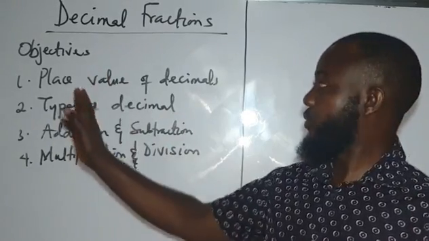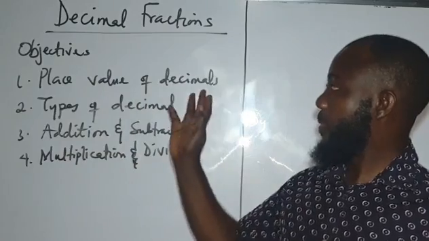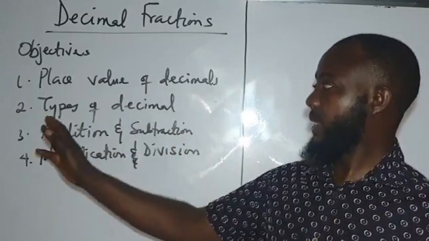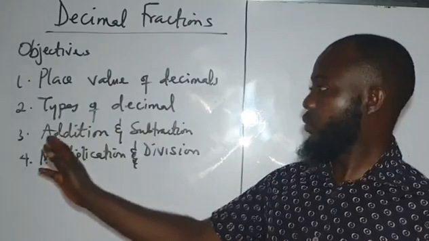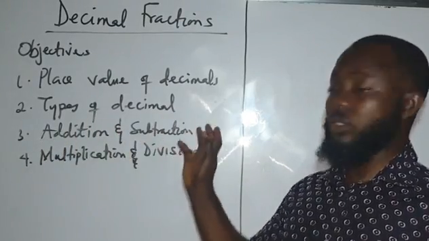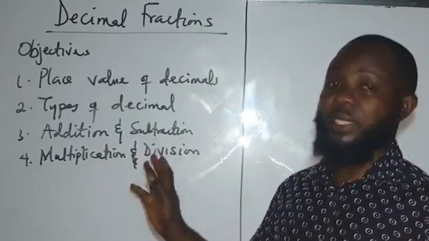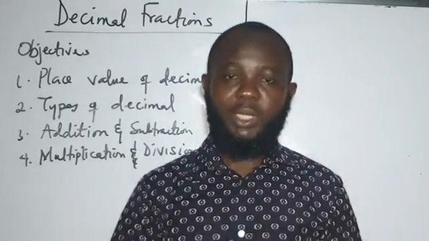So the objective for this class: we want to look at place value of decimals. Then we want to look at types of decimals. Then we want to look at addition and subtraction of decimals. Then we look at multiplication and division of decimals. So that's what we want to achieve.